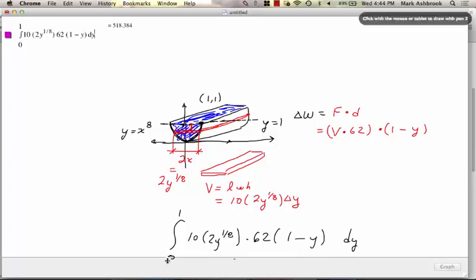But I'm not sure, why is it not this? Because then this would be saying, just take this one first, and then go down this way. I think we'd have to change the 1 minus y when we do that. Anyway, let's just make sure that's right. I got 518.384.